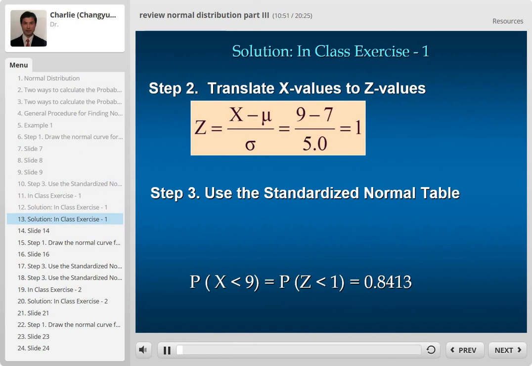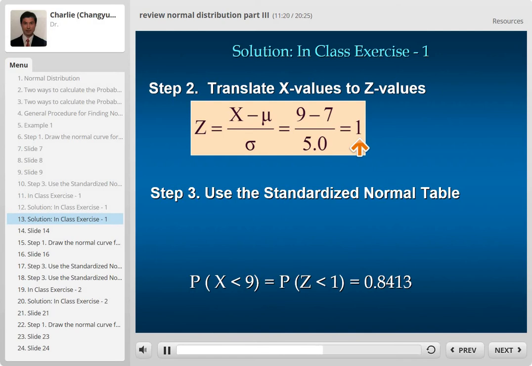Step 2, we translate the x value to z value. So z equals x minus mu divided by sigma. Following our example 1, we plug in the numbers. X equals 9 here. Mu equals 7 here, which we know. And the sigma equals 5. All these three values are what we know already. And this equals 1.